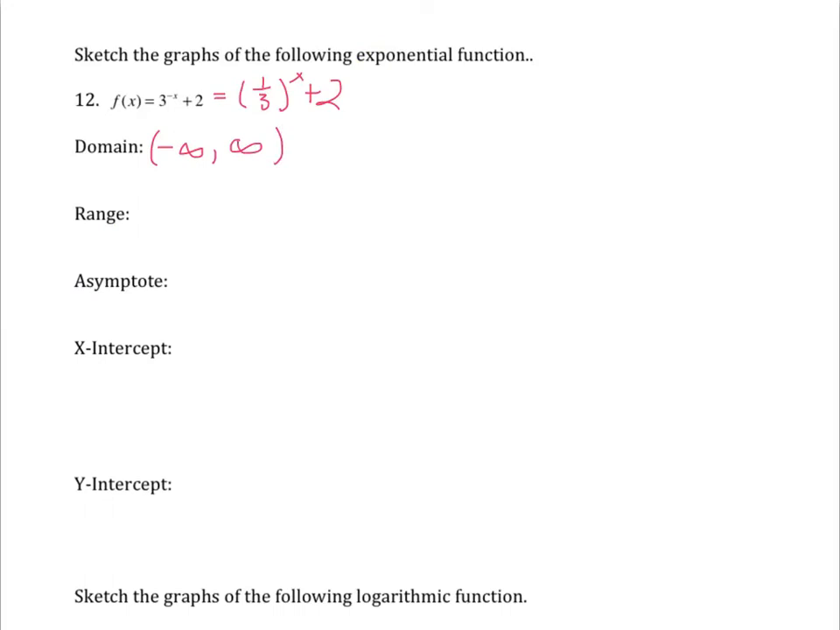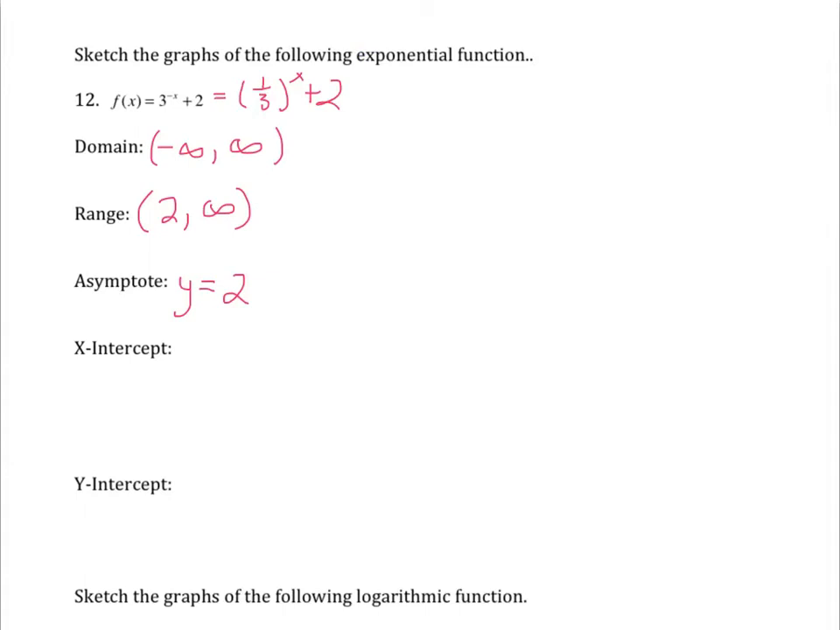We know that our horizontal asymptote will be at y equals 2 because it's always the number in the back. And since whatever we plug in for x will give positive values, we know that our range will go from 2 to infinity. Because no matter what we plug in for x, we'll always get a number bigger than 2.